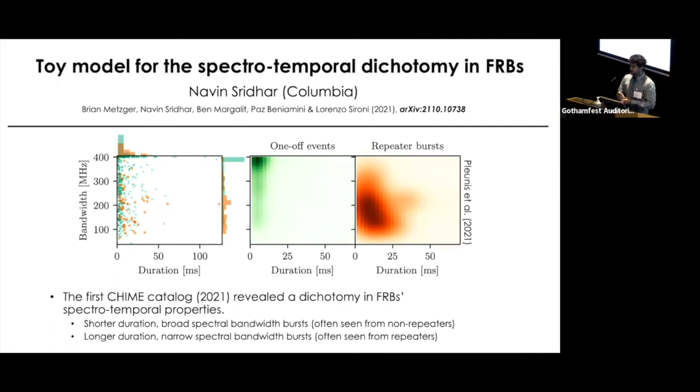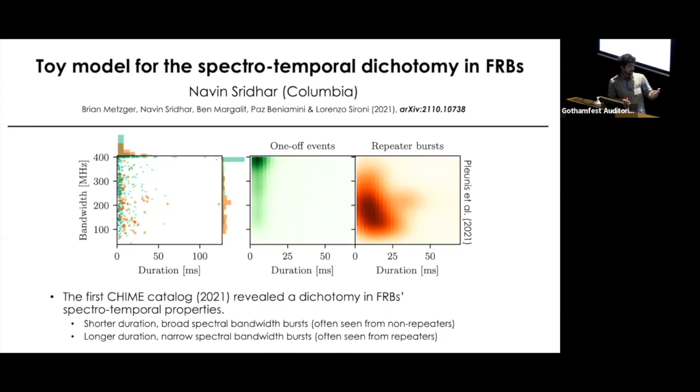Some FRB sources are repeaters, whereas some others are one-off sources. So they just emit once and then they disappear. And among these repeating sources, some have been found to be periodic. If you're interested in the periodic repeaters, come talk with me. We have some ideas to share. I'd be happy to talk about that.